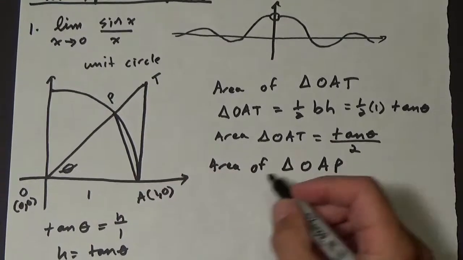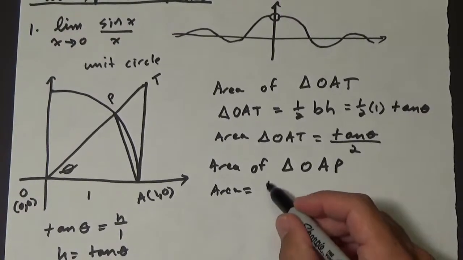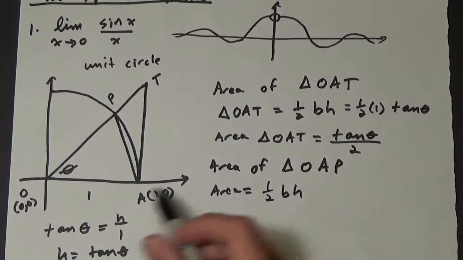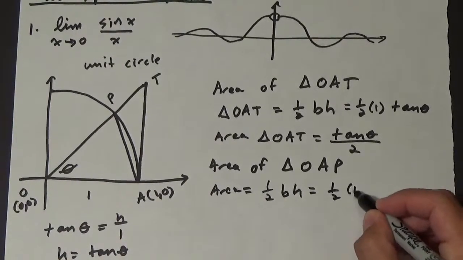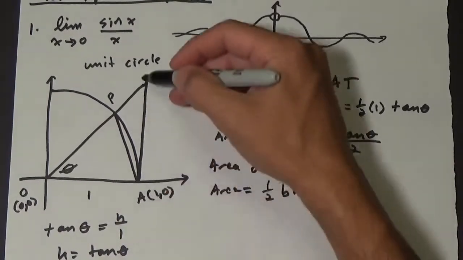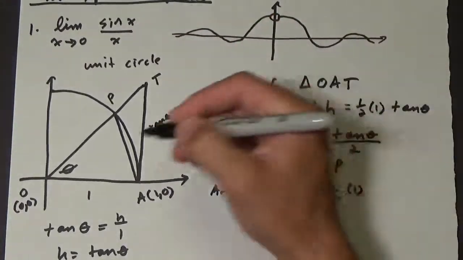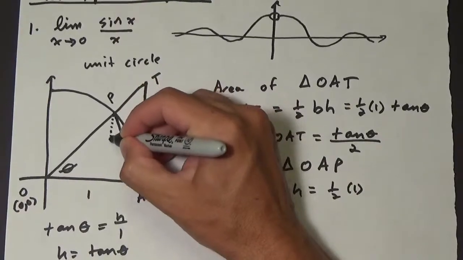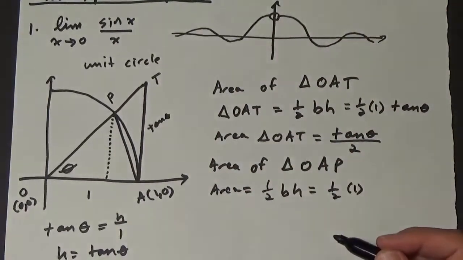Now the area is going to equal 1/2 the base times the height. Now the base hasn't changed, that's still 1. So 1/2 times 1. But our height is no longer this one here. You see, this was the tangent of theta. But now here's our new height. And so we've got to figure out what that one is.